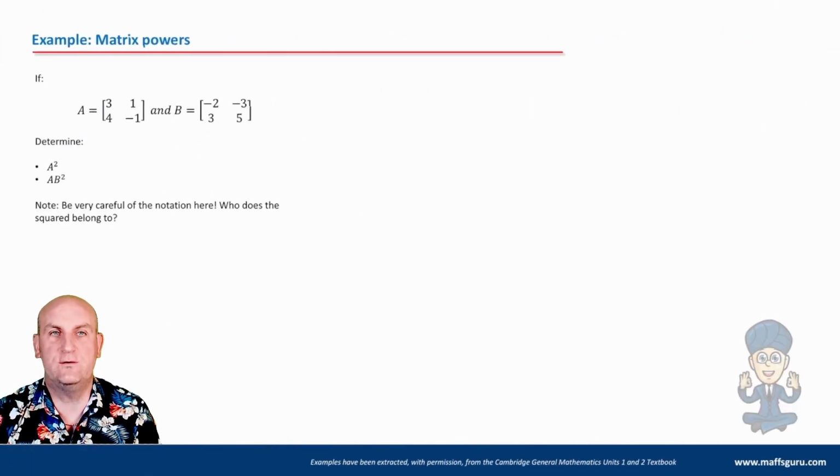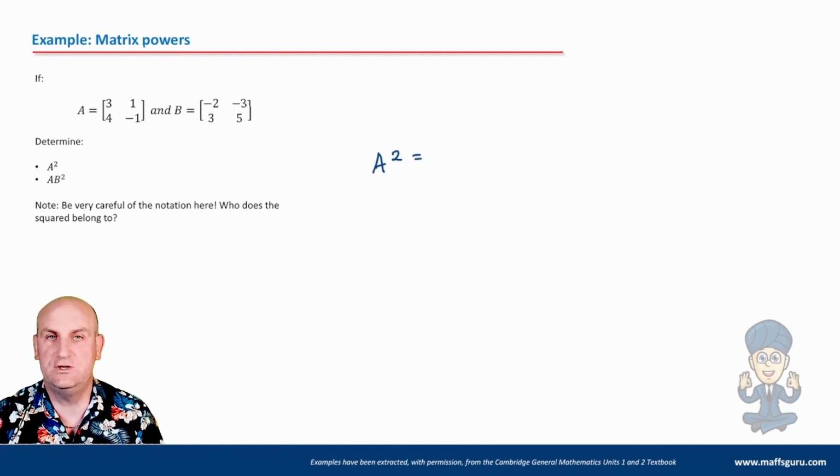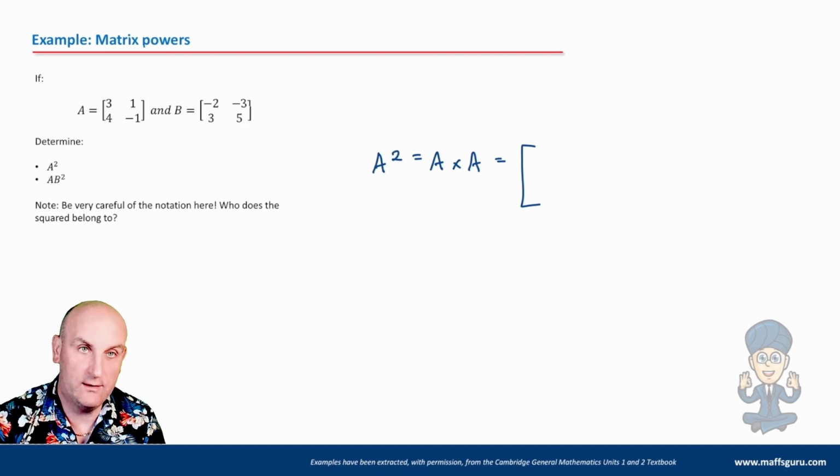So if A equals that and B equals that, determine A squared. Now, like all good mathematicians, when you square a number, you multiply it by itself. So that's going to be A times A, and I'm going to write that out now as [3, 1; 4, -1]. And what's A again? [3, 1; 4, -1].